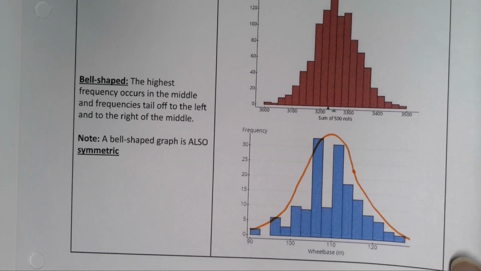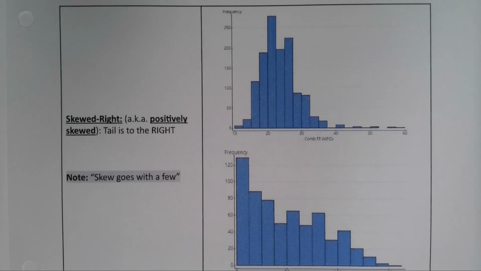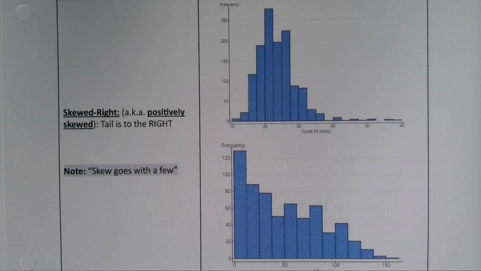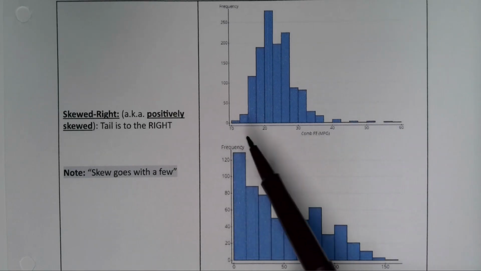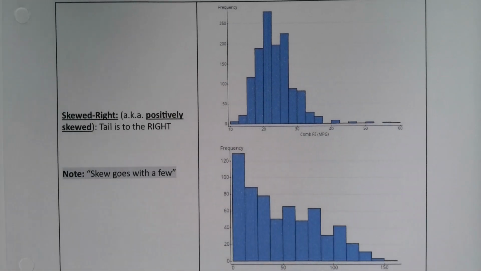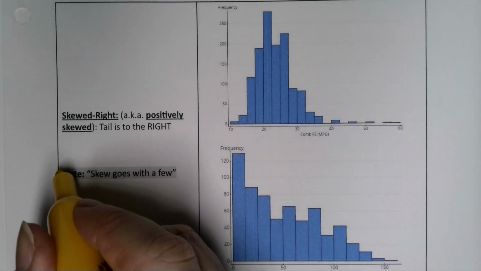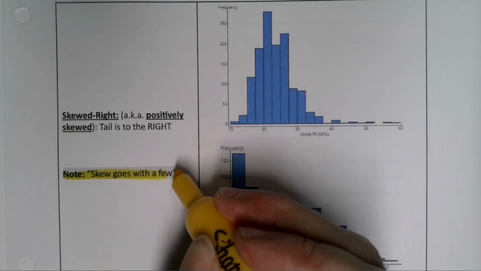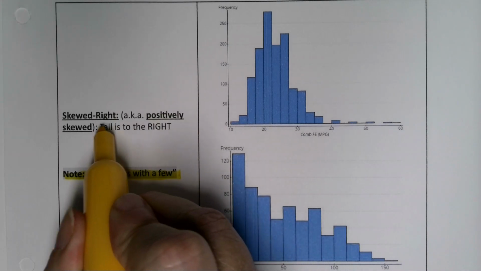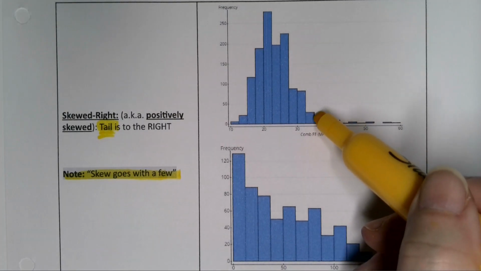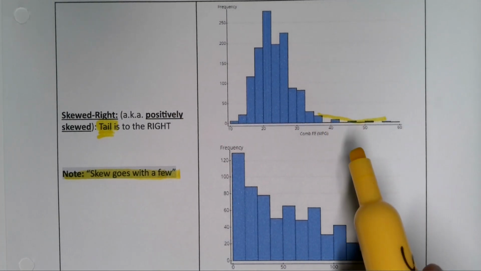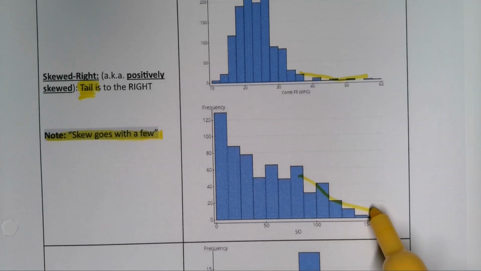Now, what about if they're not symmetric? Well, there are two particular types that we are interested in. We are interested in skewed right, also known as positively skewed, because this is the positive side of the x-axis and this is heading towards the negative side, right? Left and right. And it's important to note that the skew goes with the few. You don't think of the skew as where the clump is. You think of the skew as where the tail is. The tail is to the right. And because it has this tail off, this is skewed right or skewed positively, right there.